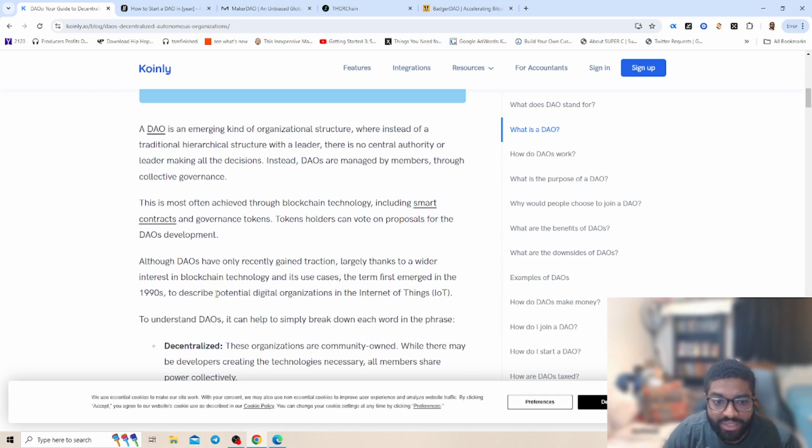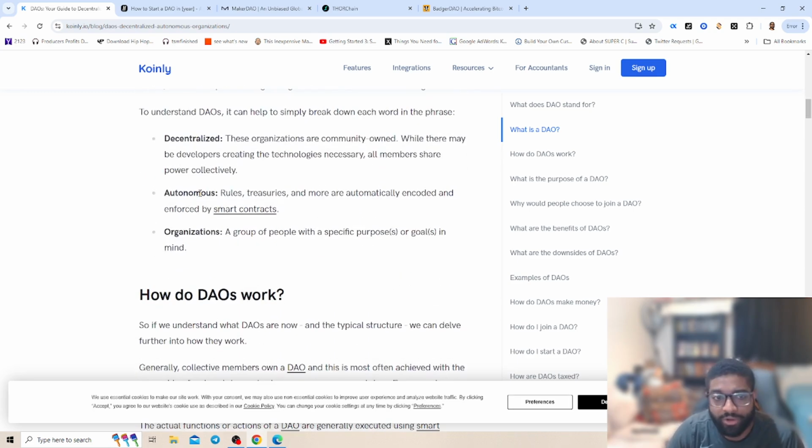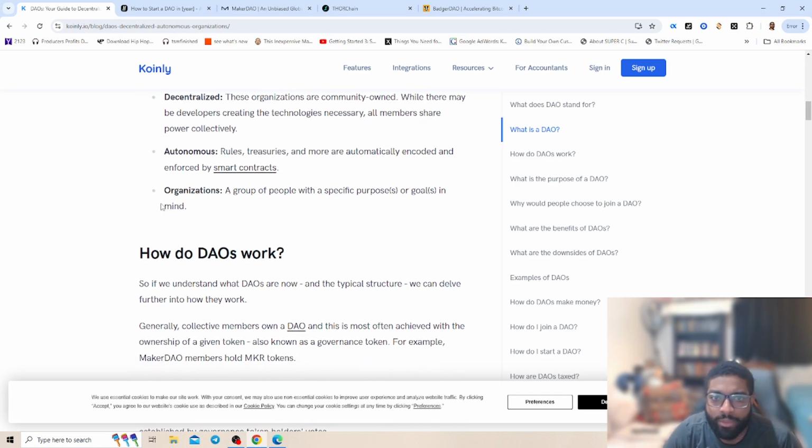To understand DAOs, it can help to simply break down each word in the phrase. So I'm going to scroll down and break it down further. Decentralized. These organizations are community owned. While there are many developers creating the technologies, all members share power collectively. Autonomous. Rules, treasuries, and more are automatically encoded and enforced by smart contracts. Organizations are groups of people with specific purposes and goals in mind.